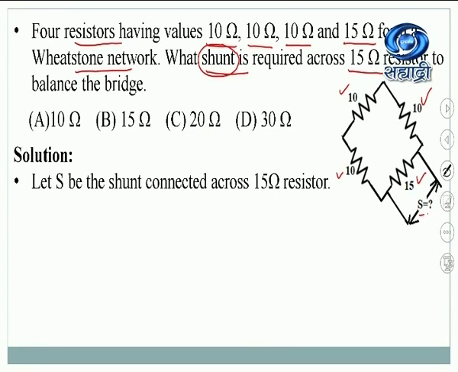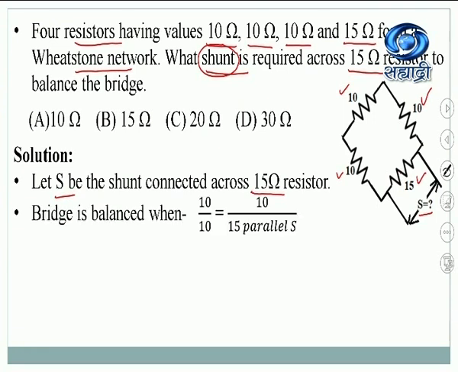And what is the value of the shunt S, which is connected in parallel with this 15 ohm resistor? We have to calculate that value of S. So let S be the shunt connected across the 15 ohm resistor.